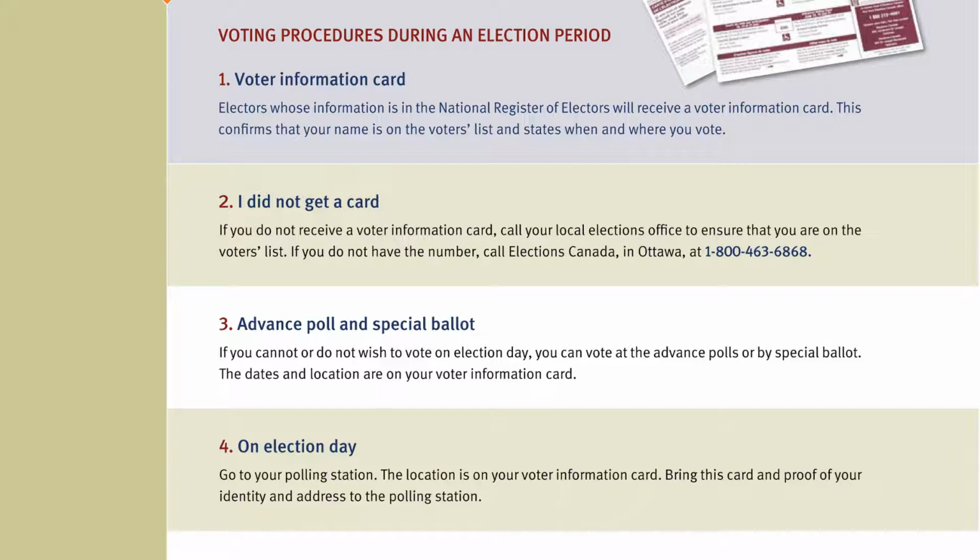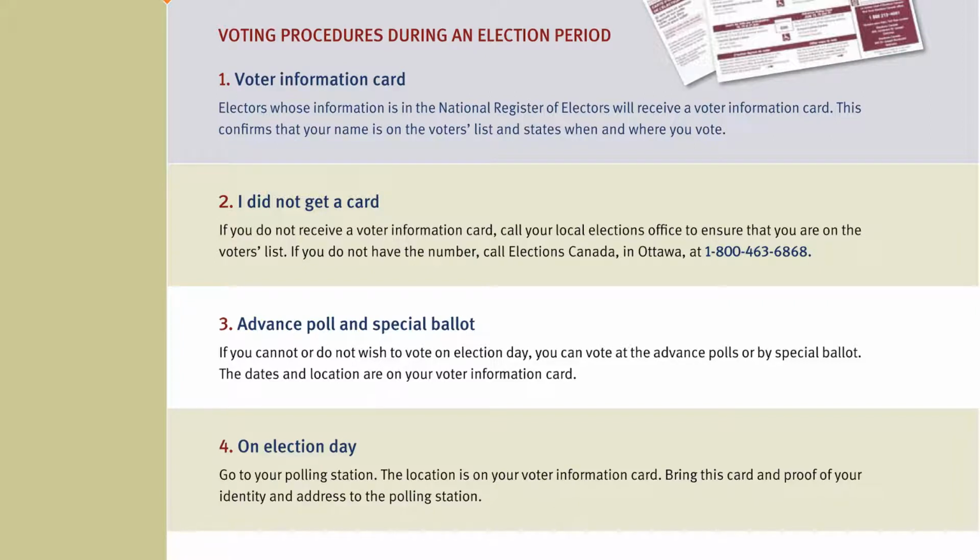If you do not receive a voter information card, call your local elections office to ensure that you are on the voters list. If you do not have the number, call Elections Canada in Ottawa at 1-800-463-6868. If you cannot or do not wish to vote on Election Day, you can vote at the advance polls or by special ballot. The dates and location are on your voter information card.